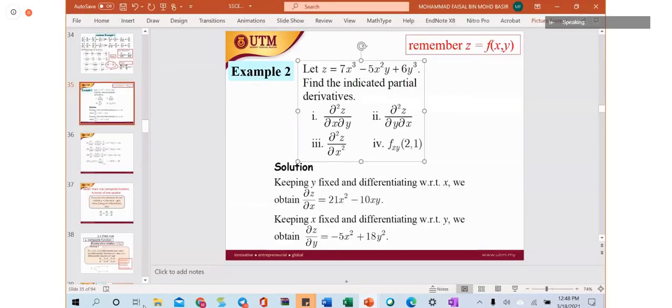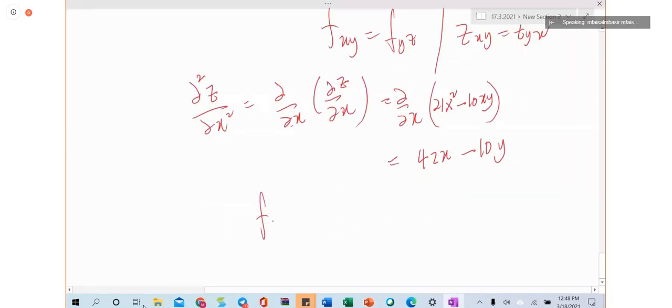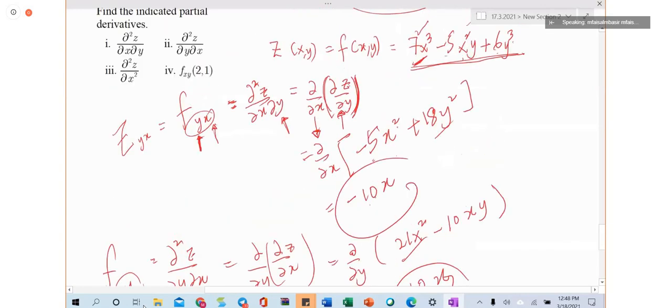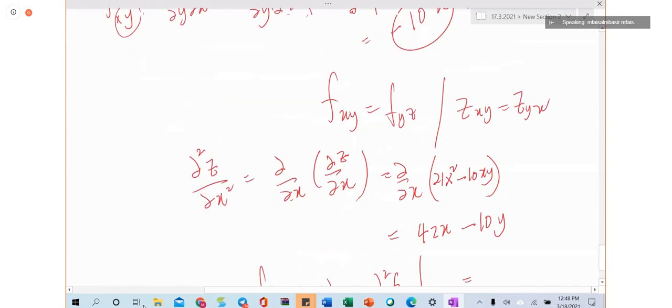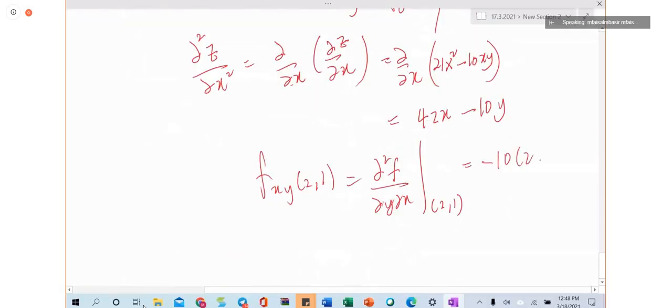Last one, f x y at (2, 1), the same as del squared f over del y del x at (2, 1). We have done this already, it is negative 10x. So we just substitute: negative 10 times 2 is negative 20.